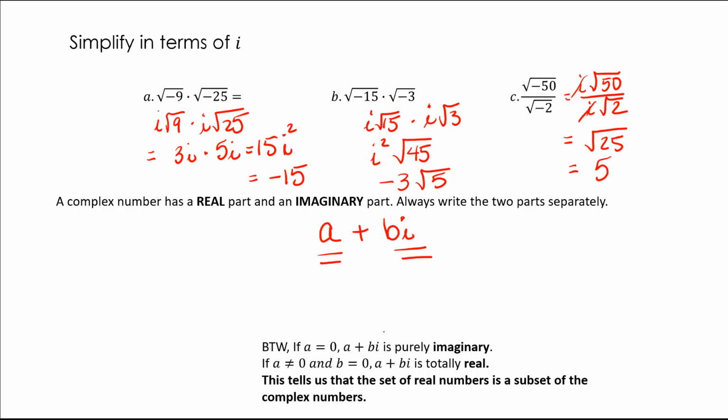Also, if you're dealing with a complex number like this, if a is 0, then you have what is called a purely imaginary number. If a is not 0 and if b is 0, then a plus bi is totally a real number. So what that tells us is that the real numbers are a subset of the complex numbers.